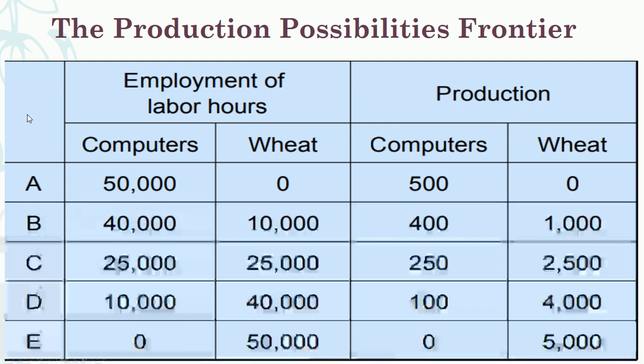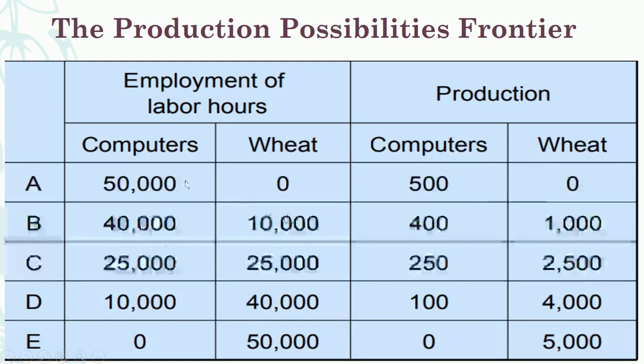If you go all in with your labor hours for computers and none for wheat, then your production would be 500 computers and 0 tons of wheat. Conversely, if you put all your labor hours into producing wheat, as you can see, employment of labor hours is 0 for computers and 50,000 for producing wheat, then you would produce 0 computers and 5,000 tons of wheat. And here you see different varying combinations in between.